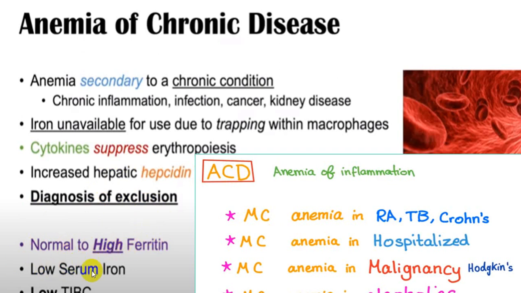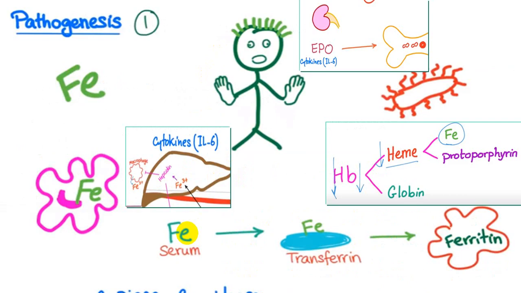And in that, one important clue: ferritin level will be normal or high. There will be a low serum iron level. In spite of normal iron store in the body, the serum iron level will still be low because it is not easily available, and TIBC will also be reduced. So if you get this combination, do keep in mind it can be chronic disorders. So anemia because of chronic disorder.